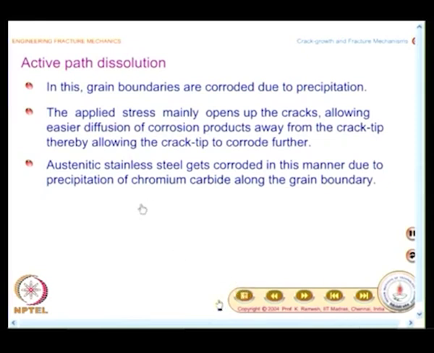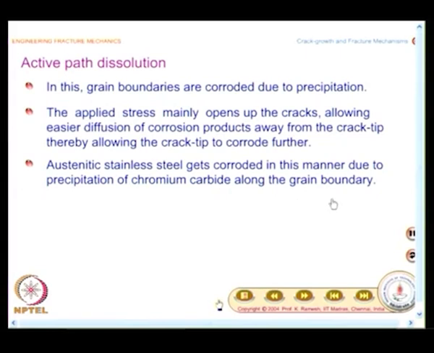And certain kind of material gets affected by this process. You find here austenitic stainless steel gets corroded in this manner. And what happens in this? We have seen the grain boundaries are corroded due to precipitation. In the case of austenitic stainless steel, you find precipitation of chromium carbide along the grain boundary.